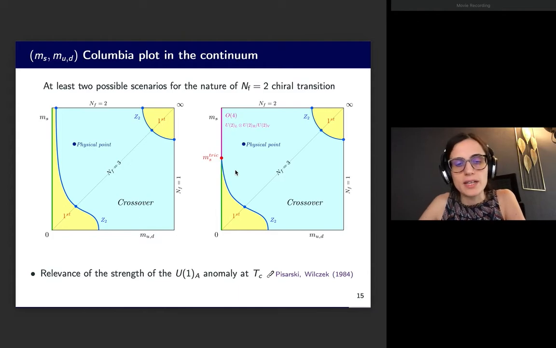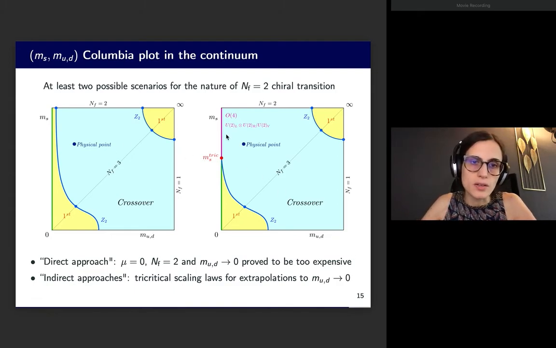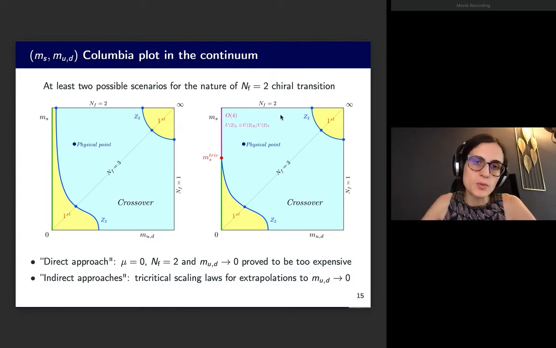And for that, as I mentioned already, the strength or the effective restoration of the axial anomaly is playing an important role, based on an argument obtained in the 80s by Pisarski and Wilczek. And then you can go ahead and look at which of the 2 scenarios is realized. And this you can do with lattice simulations, where you progressively decrease the mass of the light quarks. This would be the direct approach.